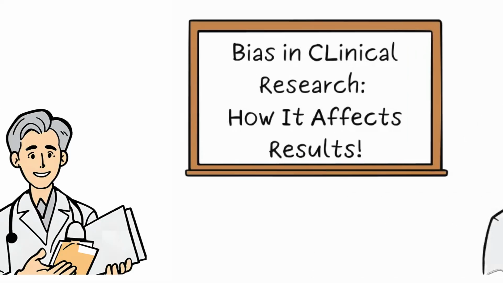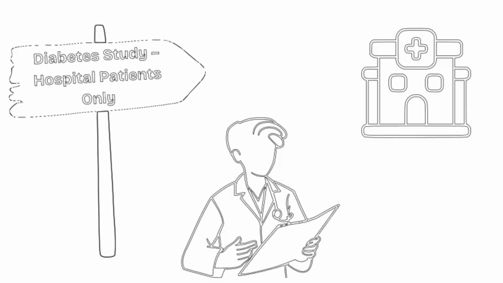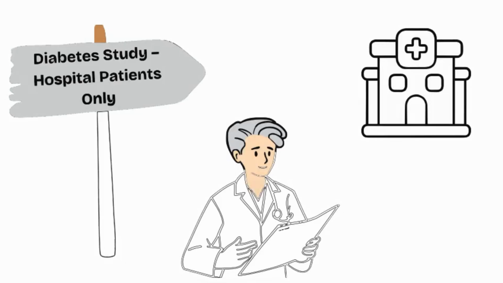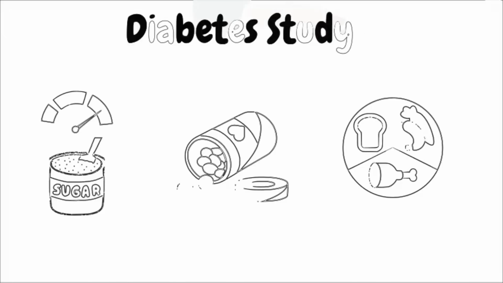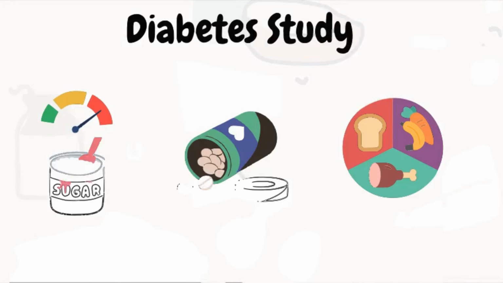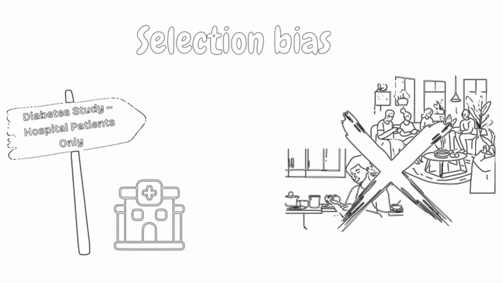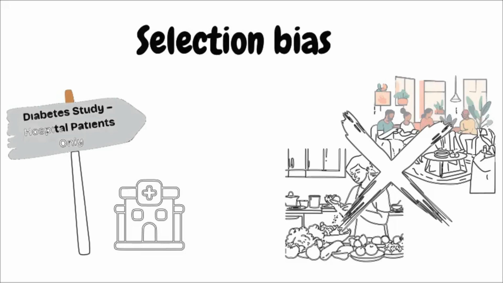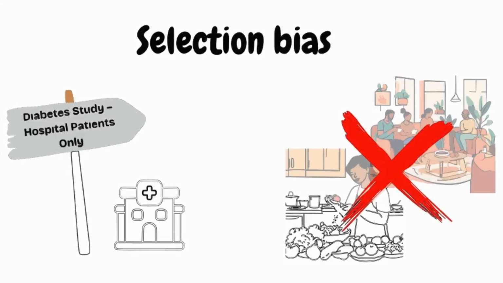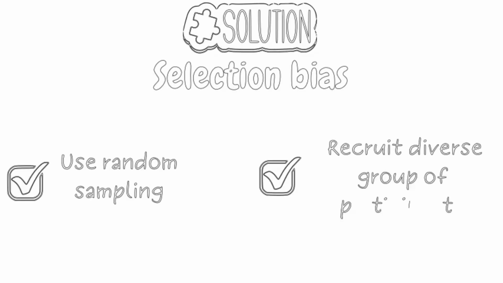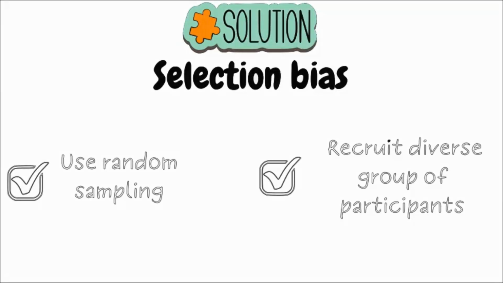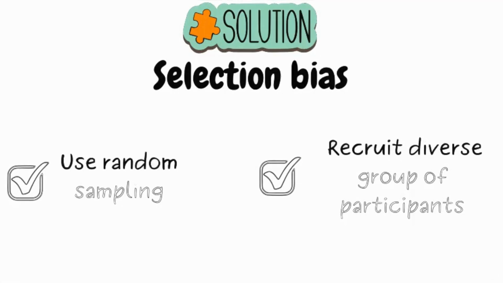Dr. Alex starts his study by selecting participants from a hospital diabetes clinic. He gathers data on their sugar levels, medication use, and diet. But wait, what about people managing diabetes at home? By only selecting hospital patients, he's missing a huge part of the population. This is selection bias. To get a more accurate picture, Dr. Alex decides to use random sampling and recruit a diverse group, including those who don't visit hospitals frequently.